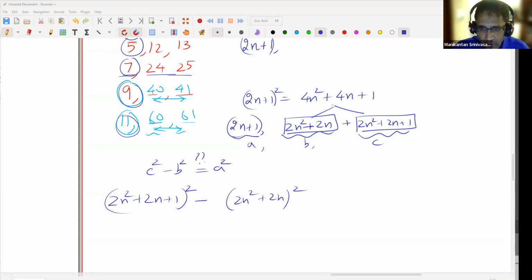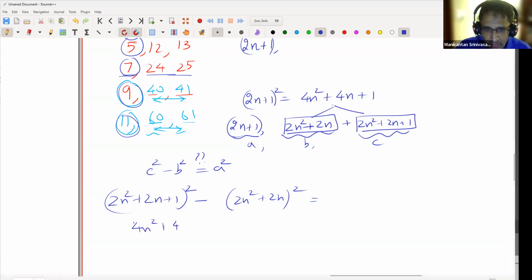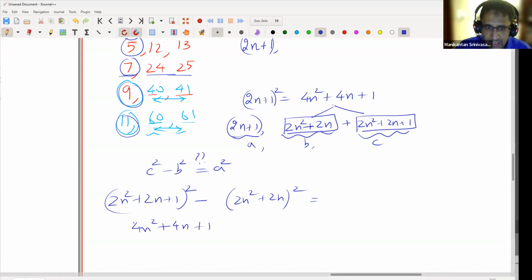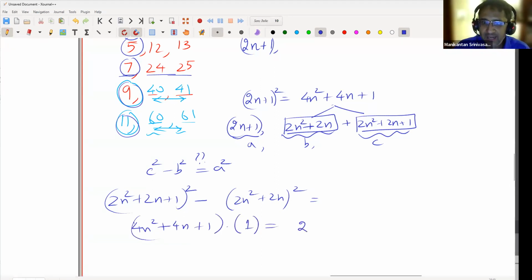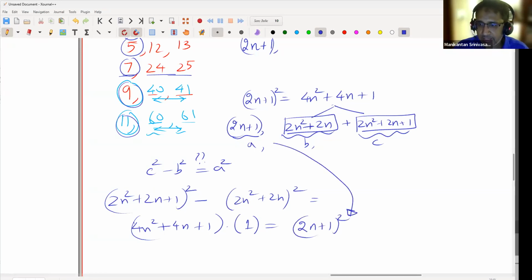Okay. All right. Sorry. So this is C square minus B square, which is C plus B times C minus B, right? So C plus B would be, when I add these two, I get 4n square plus 4n plus 1. No surprise. That is actually the square. And the difference C minus B is 1. And indeed, it is the 2n plus 1 whole square, which is what I'm expecting, right? Does it make sense?